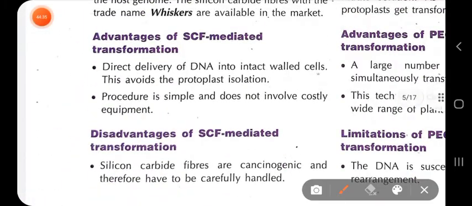And the procedure is very simple. There is no such laborious technique. There is no expert needed here. Like in microinjection, we need an expert, because if we touch one of the organelles, the whole cell will become damaged. But here, no such experienced personnel will be needed. So the procedure is very simple and does not involve costly equipment. The cost of a vortex machine is very, very low. Okay.